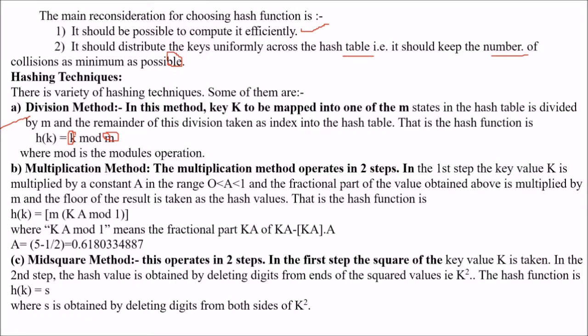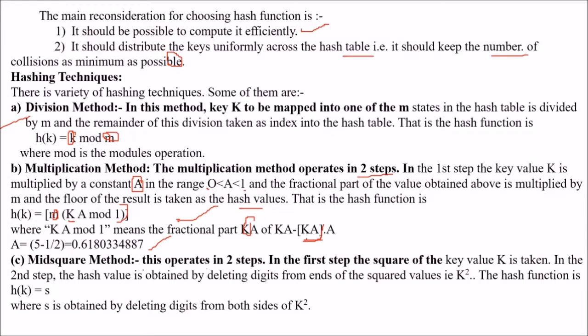The multiplication method operates in two steps. In the first step, the key value k is multiplied by some constant A in the range from 0 to 1, and the fractional part of the value obtained is multiplied by m. The floor of the result is taken as the hash value, and this is the hash function. So kA mod 1 means the fractional part of kA, that is kA minus the floor of kA. For example, A is (√5 minus 1) by 2, which is about 0.61.